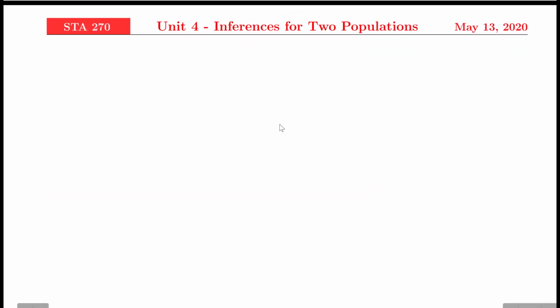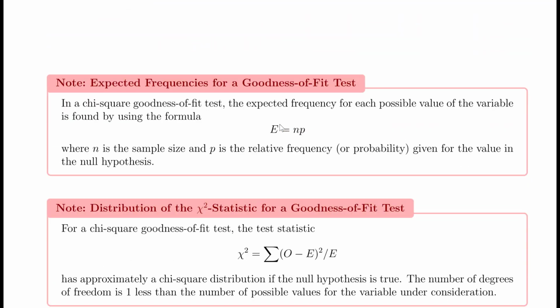So that's the general idea behind conducting a chi-square goodness of fit test. And then in the next example, we're going to actually complete that test.